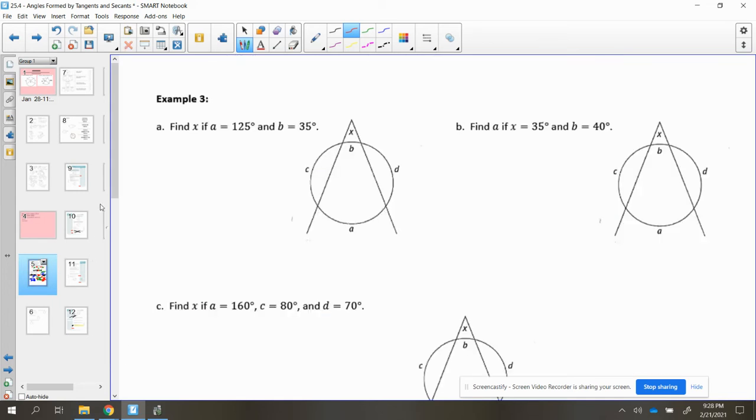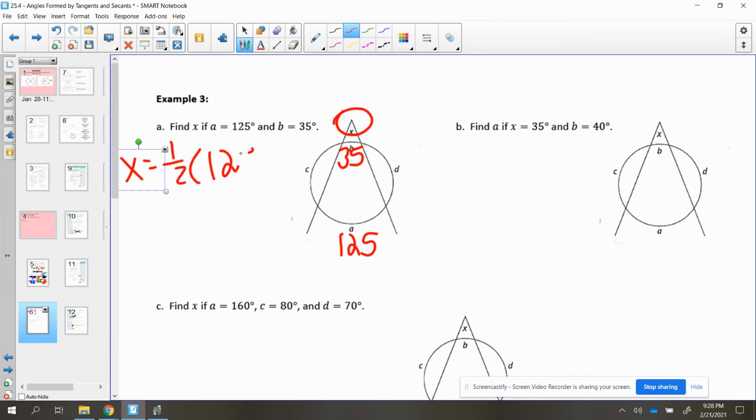Now the next piece of this is looking at not only finding values for our angle outside, but then possibly other pieces like the arcs. So in this example, they gave us that we are looking for x when we have our far arc and our near arc. So again, 1/2 of far minus near, it's 1/2 of 90, which is going to be 45 degrees.